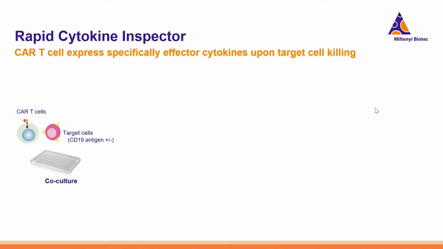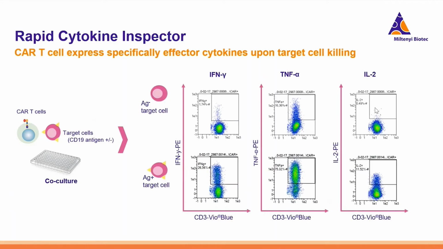Also, in the context of CAR T cell analytics, the Rapid Cytokine Inspectors come in quite handy, as the readout is as straightforward as it gets. Here in this example, CAR T cells were co-cultured with target cells, either expressing the intended CD19 antigen or not. As you can see, CD3 positive T cells, and alternatively, you can with the Rapid Cytokine Inspector kits also differentiate between CD4 and CD8 positive T cells, were assessed for interferon gamma, TNF alpha, and interleukin 2 intracellular cytokine expression.